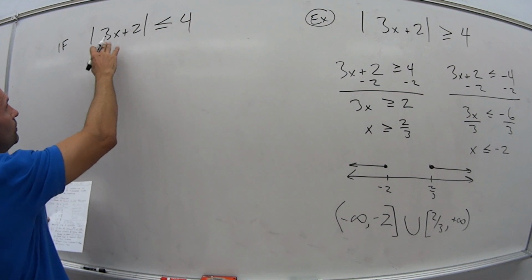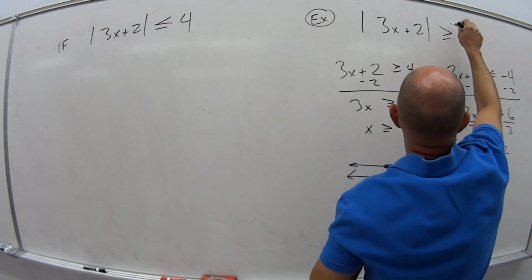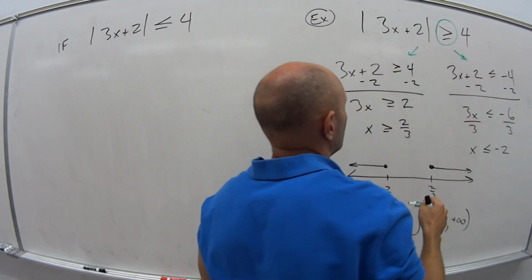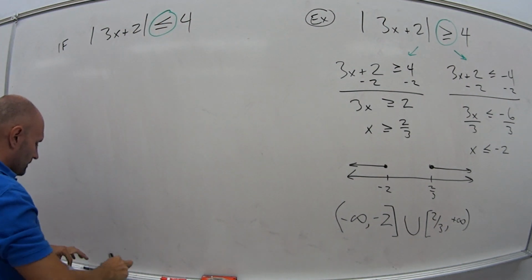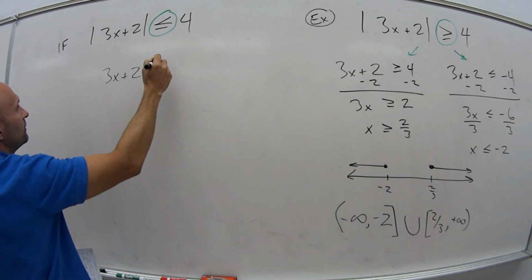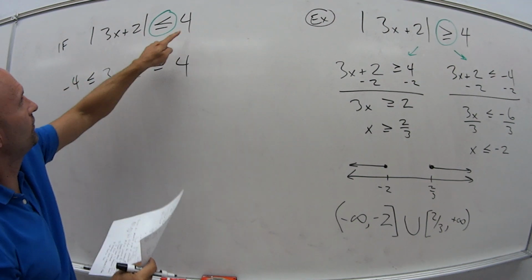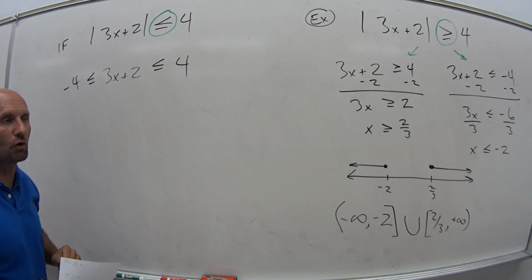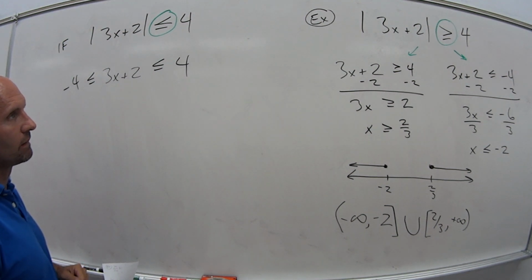So all you're going to do, if you have this kind, so this one is absolute value greater than or equal to, you get these two kind of problems. If its absolute value is less than or equal to, then you get 3x plus 2 between the plus and minus value of this guy, whatever was on the right side of the inequality. And then you solve it the way we did that previous example.